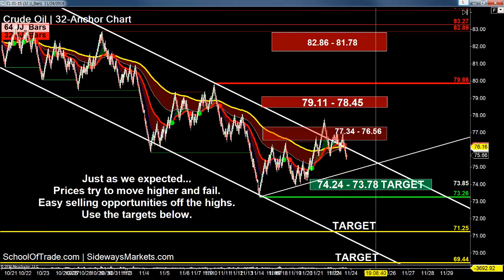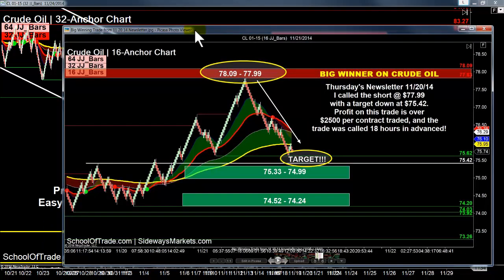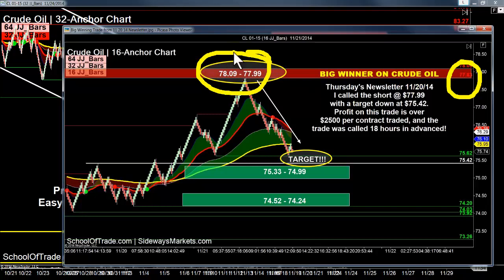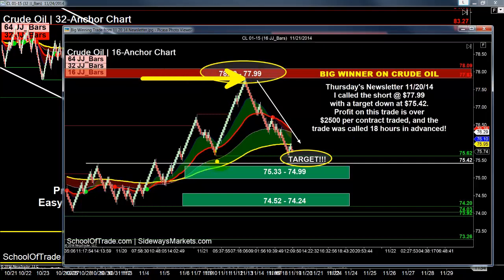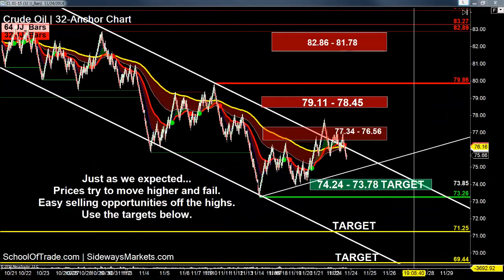Now, I'm not sure if you saw this from last week. Did you guys see this? Thursday night, we talked about selling this area, 77.83, up to 78.09. I gave it 77.99, but literally it went straight to the tick at the bottom of that range, and then just absolutely collapsed. This was called in the newsletter on Thursday night.